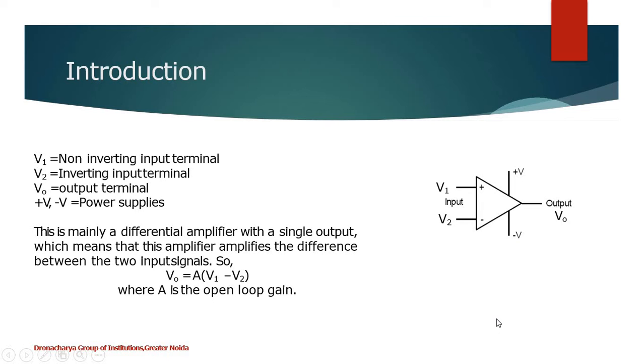What an op-amp does is, it basically amplifies the difference of the potential between these two terminals and produces a Vout. So this is mainly a differential amplifier with a single output, which means that this amplifier amplifies the difference between the two signals. So V0 is A times (V1 minus V2), where V1 is this and V2 is this, and A is the open loop gain.